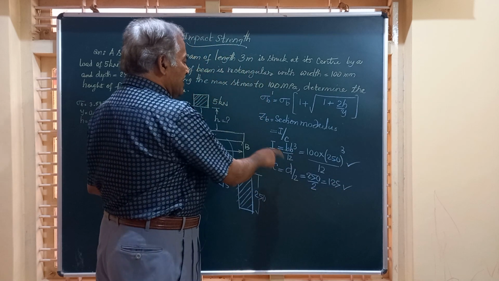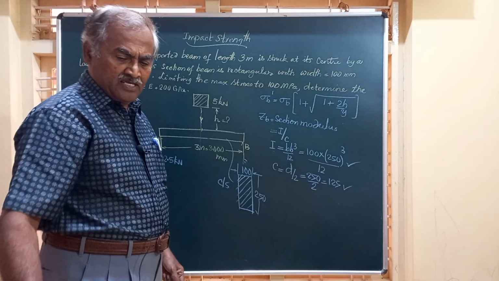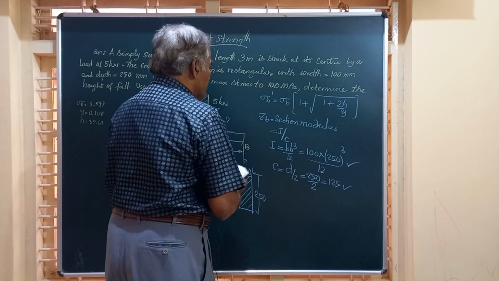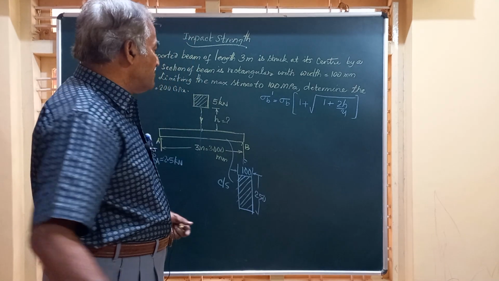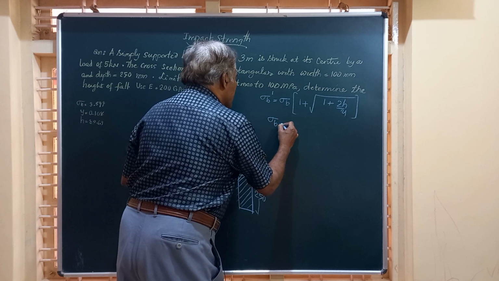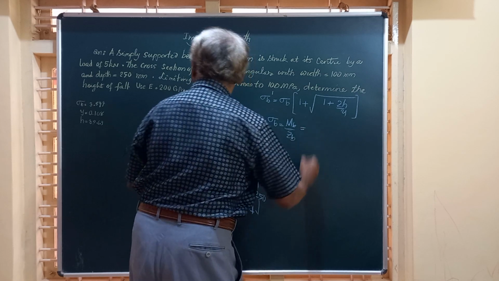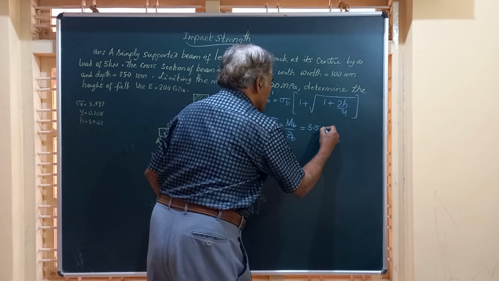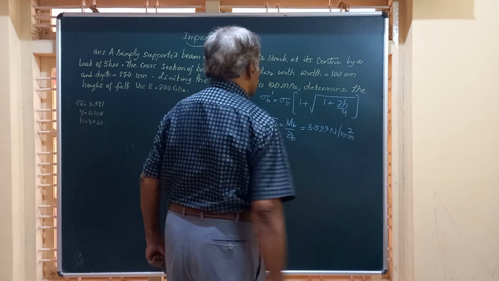So if you divide I by C, you get the value for section modulus, and hence you will be able to find out sigma B with the ratio MB by ZB. Friends, if you substitute and simplify, you get sigma B equal to MB by ZB, and its value works out to 3.599. It is stress, so many Newton per mm square.